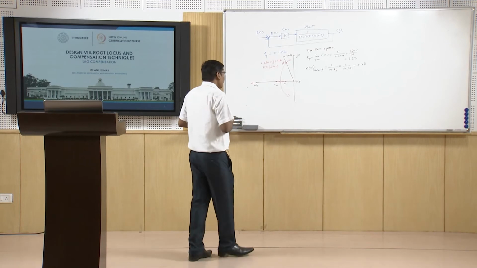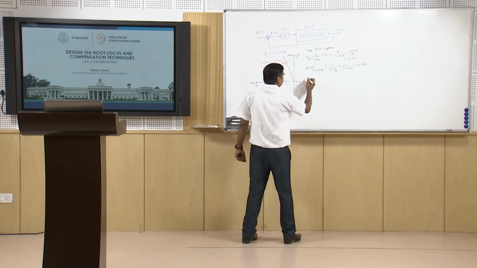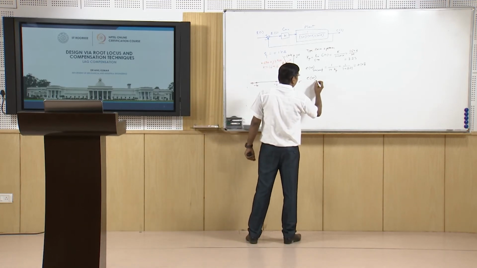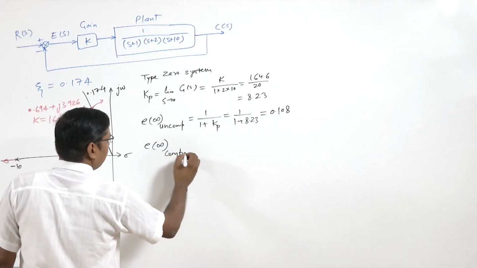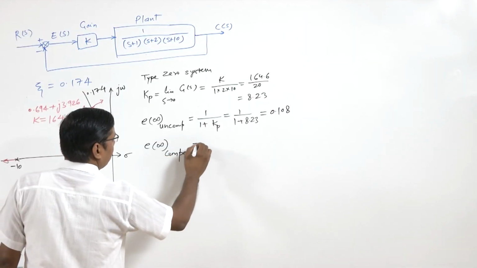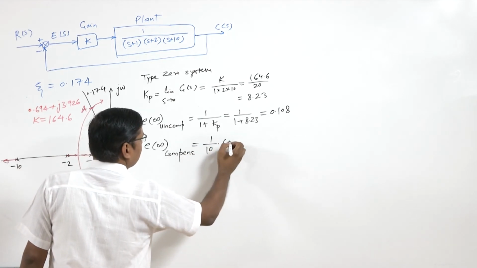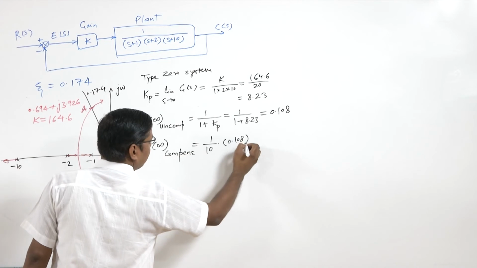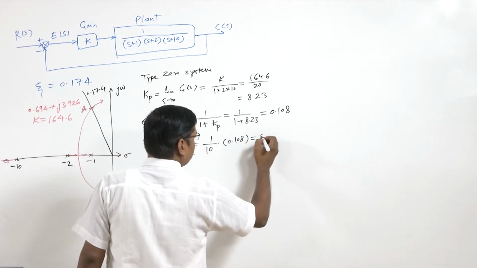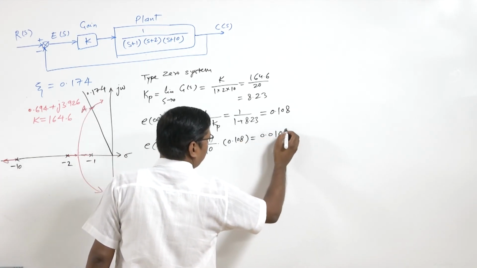Now the desired steady state error of the compensated system is equal to 1 by 10 of 0.108. So that is equal to 0.0108.